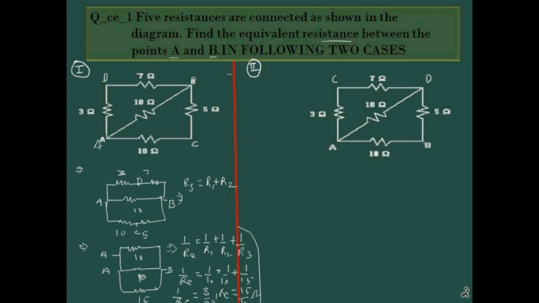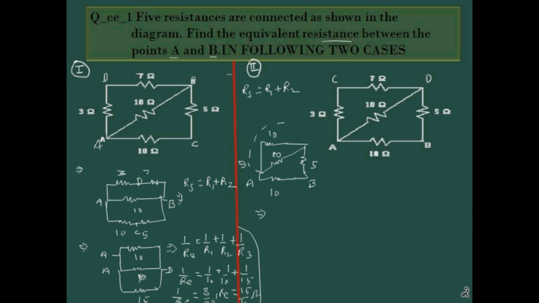In the second case, now we have to determine the resistance between adjacent corners A and B. In the upper part there are 3 ohm and 7 ohm in series, so the resultant will be 10 ohm. This is the ACD resistance. The diagonal side is 10 ohm. Here between A and B we want to calculate the total resistance. Between A and B there is a resistor of 10 ohm, and between B and D there is a resistor of 5 ohm. Our aim is to calculate the resistance between A and B.